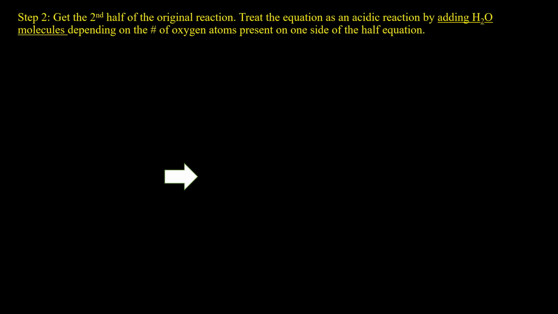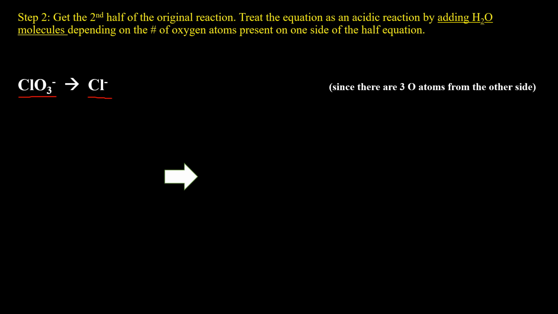Okay, so the second step is to get the second half of the original reaction, the substances that we didn't use a while back. So we treat the equation as an acidic reaction by adding water molecules depending on the number of oxygen atoms present on one side of the half equation. The second half that I am talking about here are the substances that we didn't use a while ago. That is the ClO3 negative and the Cl negative on the product's side.